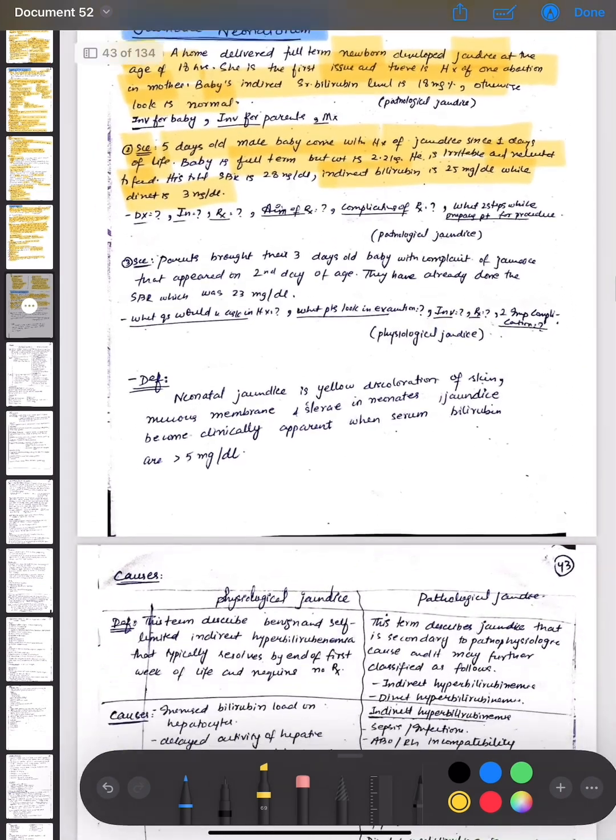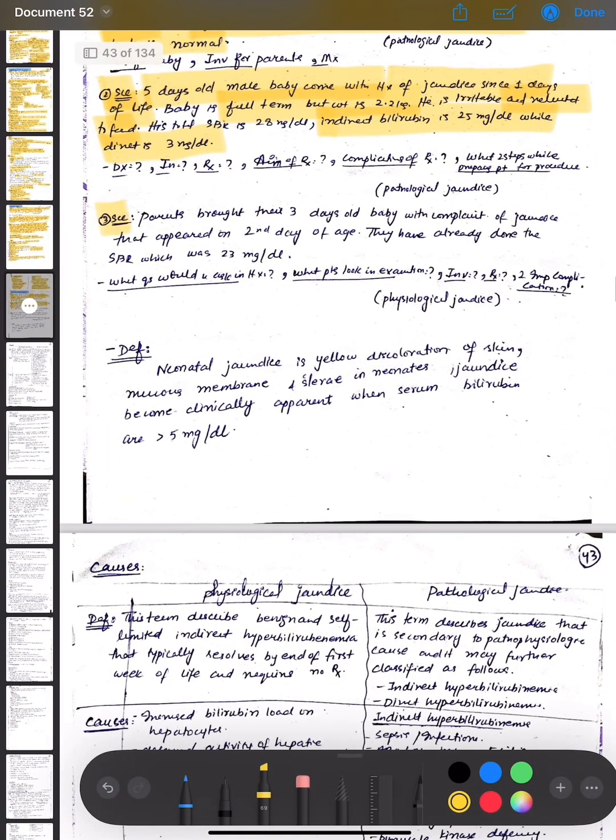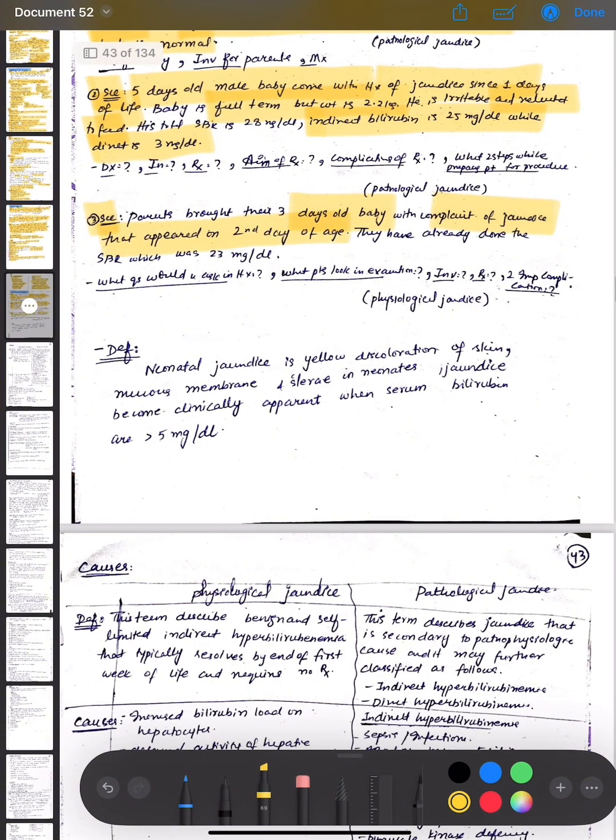Another scenario is that the parents brought a 3 days old baby with complaints of jaundice that appeared on the second day of age. They have already done the SBR, which is 23 milligram per dL. Okay, here the SBR is 28 milligram per dL.